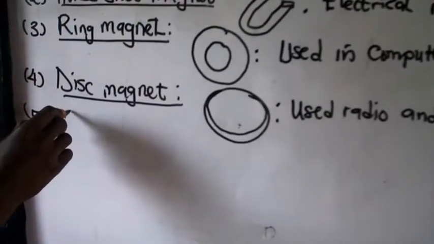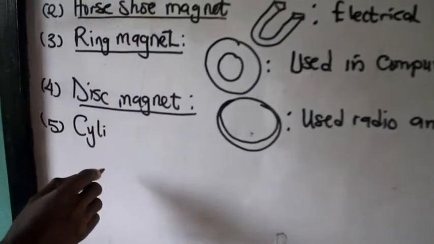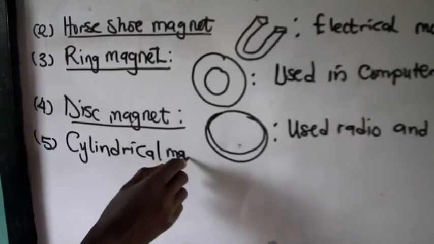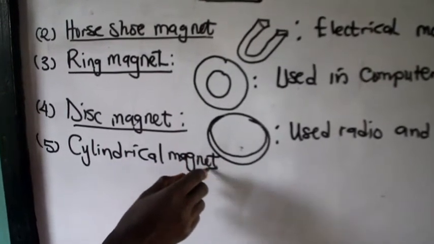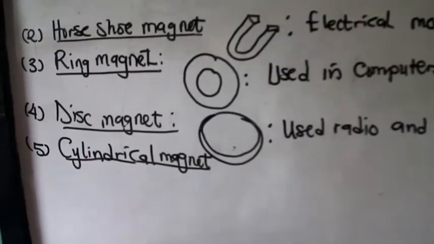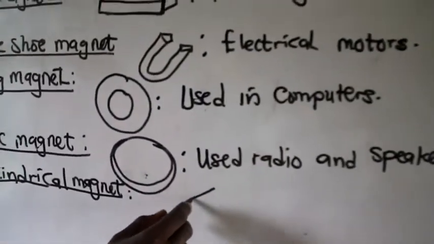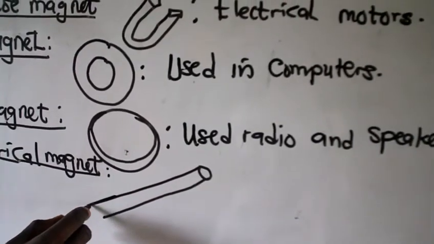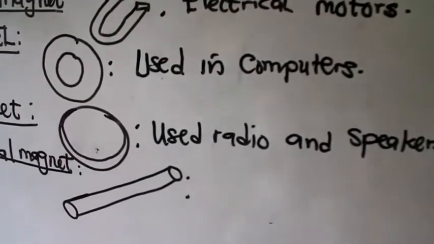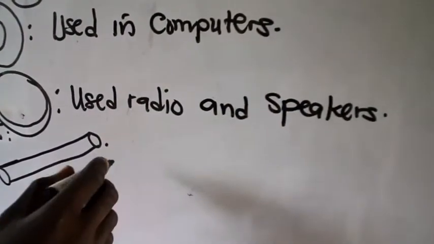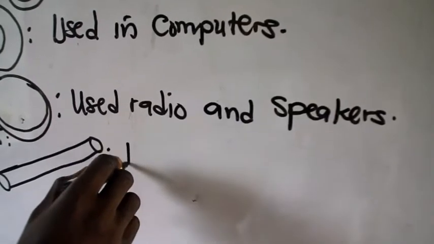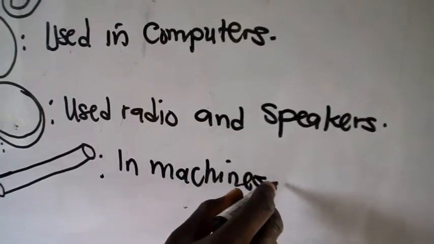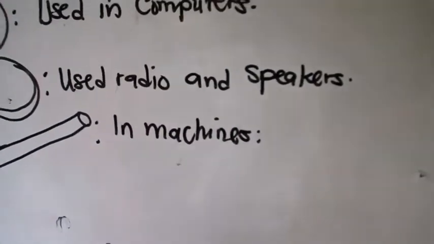We have the last one here, which I'll mention, the cylindrical magnet. This looks like a cylinder. Where can you find it? You can find it in machines. It is used for holding magnetic objects.